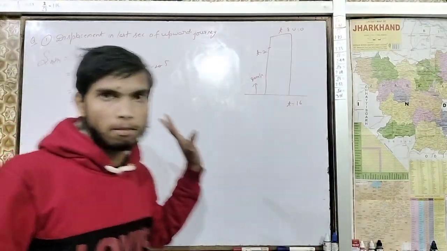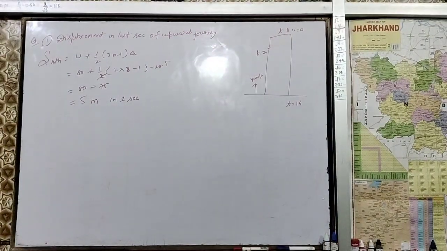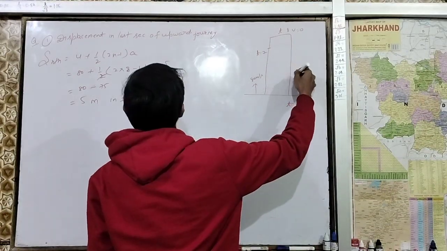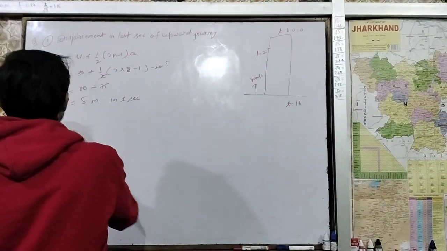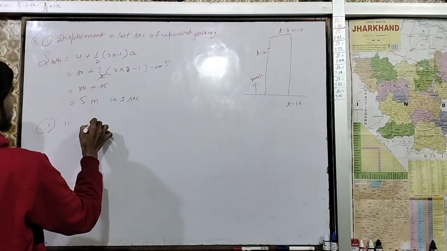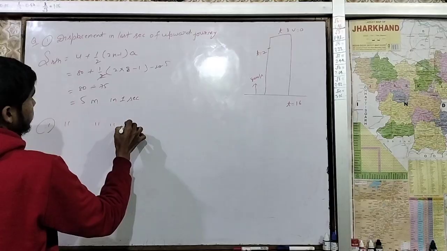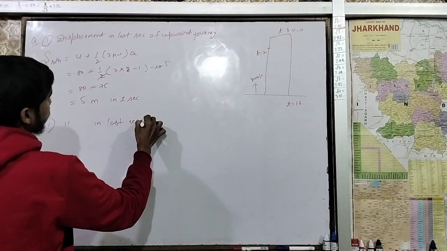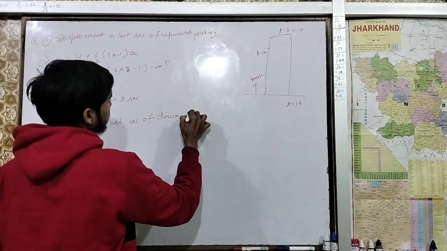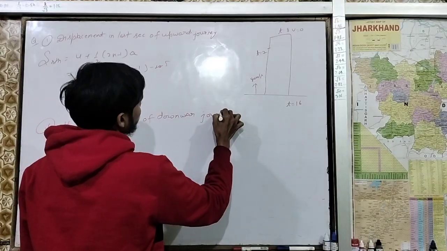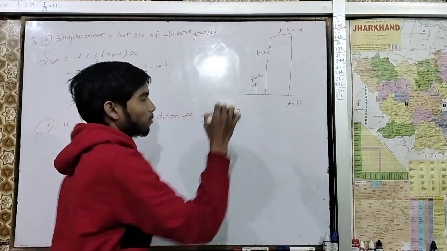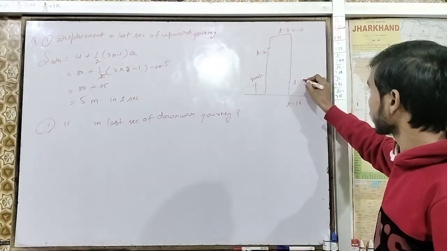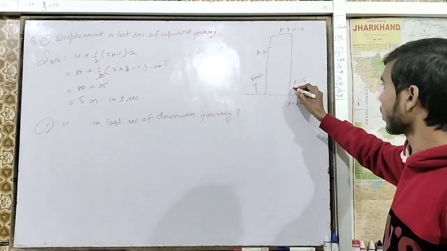Okay, this was one point. Now the displacement in the last second of the downward journey. What would it be? It is talking about this second from 15 to 16. Here, what is the displacement?